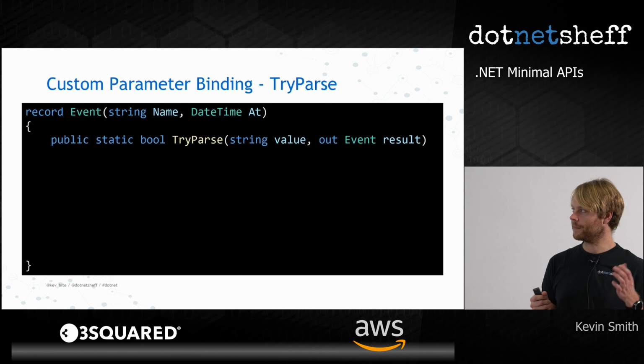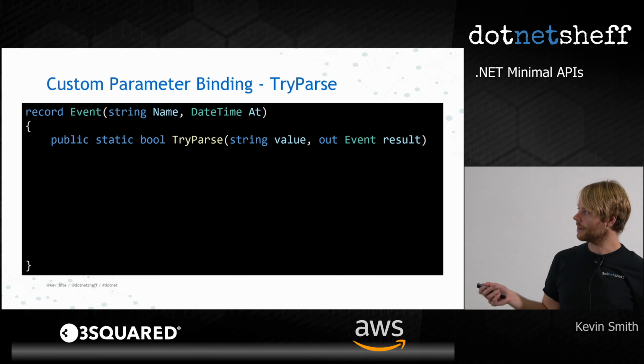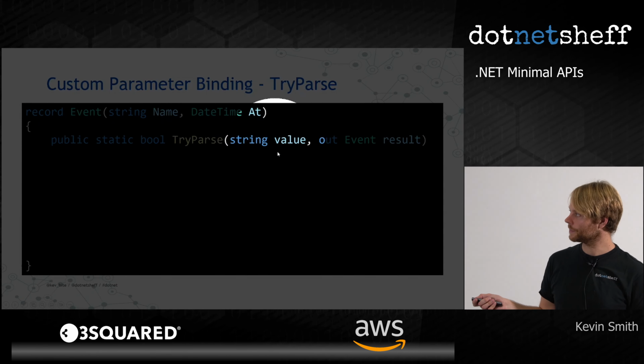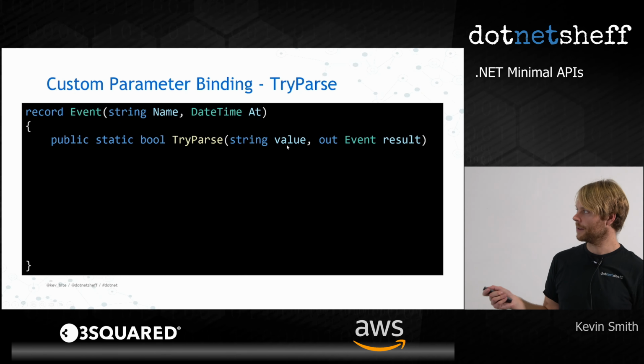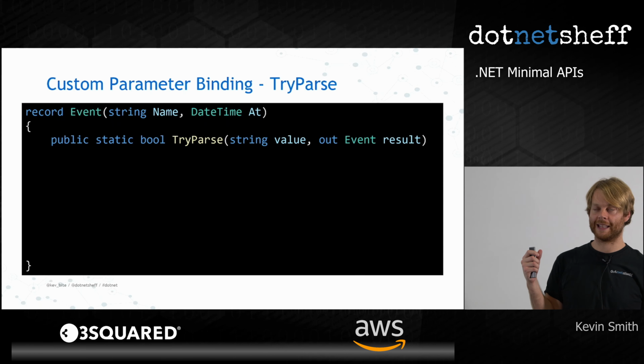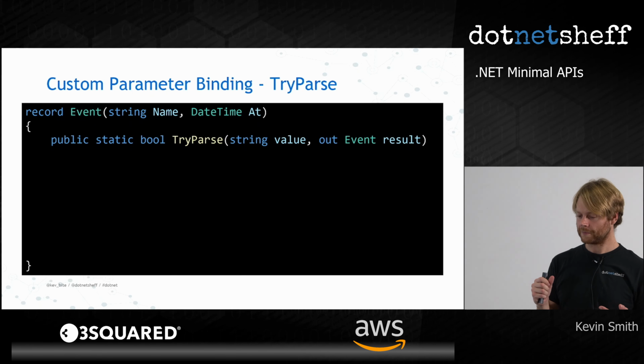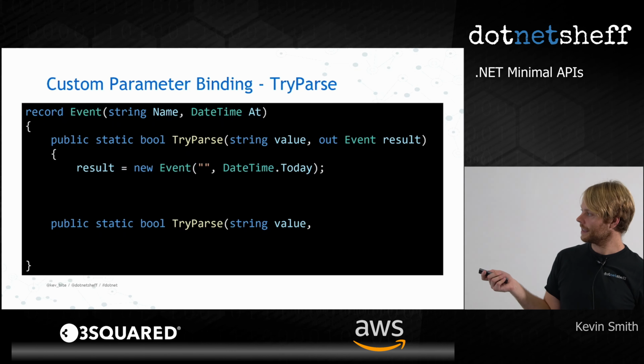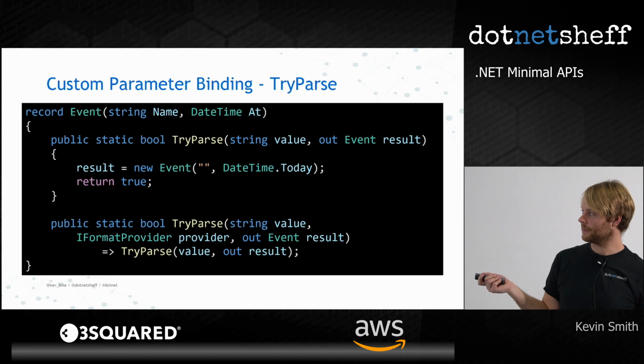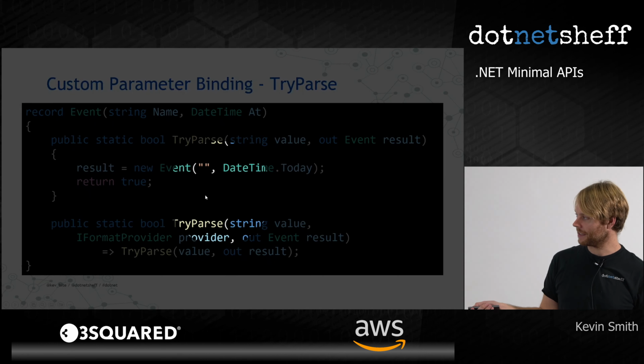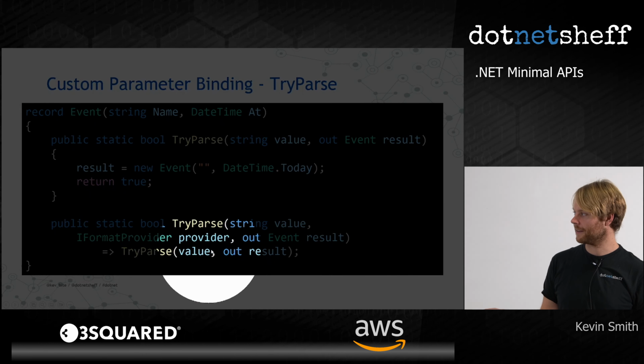So if we've got an object we want to bind to, we can create a TryParse method on it, which passes in a string value. What this does is go through the headers and the query string, etc., and passes a value into it. And if it returns true, so it can get that value, it will then use that value you passed out to it. And then the other one is you have another overload of it, which has an IFormatProvider as well in it.